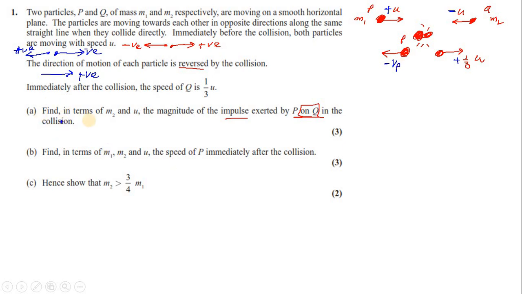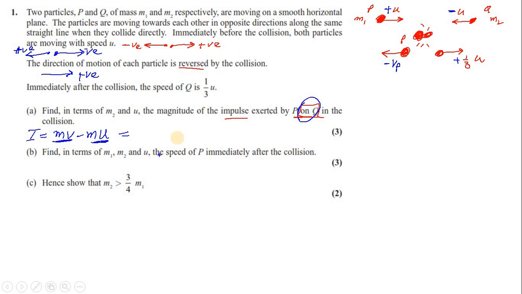And now the question is, find in terms of m2 and u the magnitude of impulse exerted by P on Q. So we need to find the impulse on Q. Remember, the general concept of impulse is nothing but change in momentum. So mv minus mu. Because we need to find the impulse on Q, we need to find the change of momentum of Q. This should be the final momentum of particle Q minus the initial momentum of particle Q.